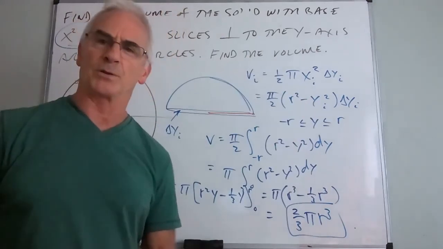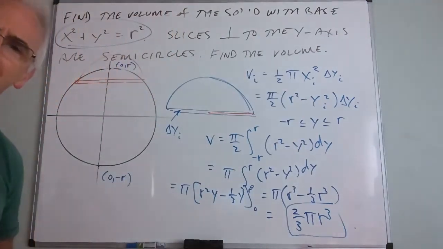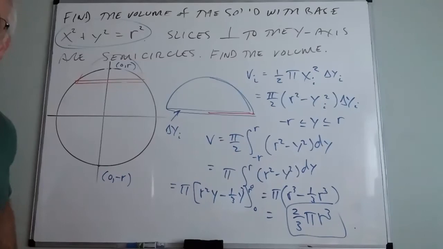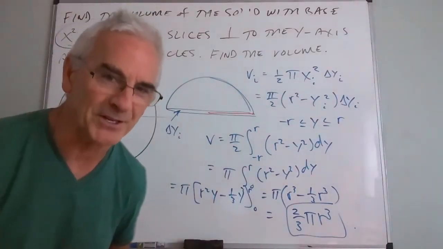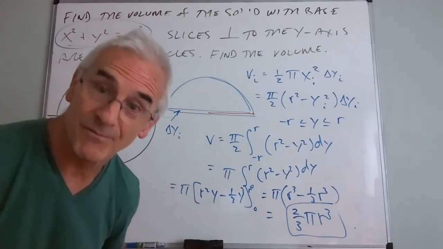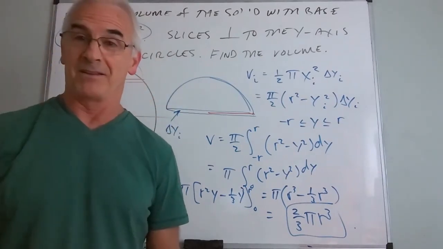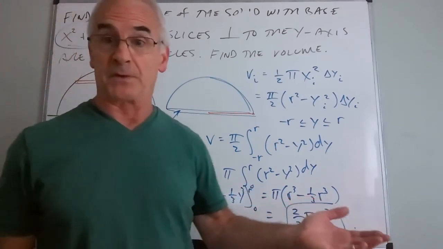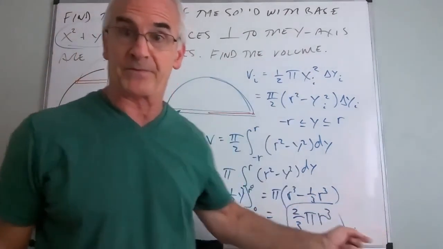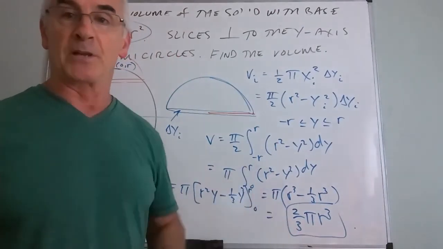By the way, what's the volume of a sphere? 2/3 pi r cubed. Half right. The volume of an entire sphere is 4/3 pi r cubed, isn't it? Oh, so could we use this to derive the volume of a sphere? Yeah, we just derived the volume of half of the sphere. So an entire sphere would be double that.